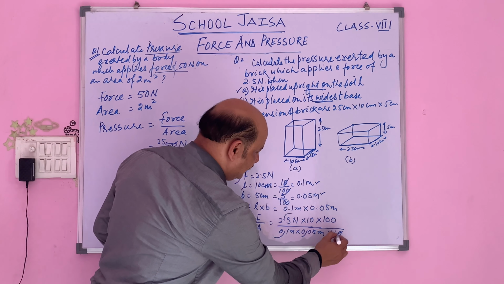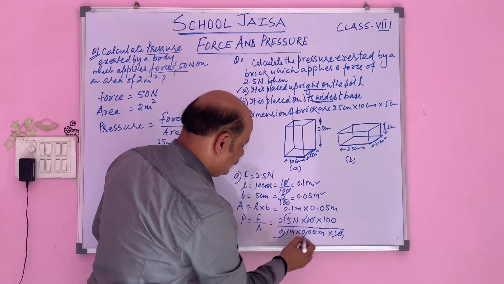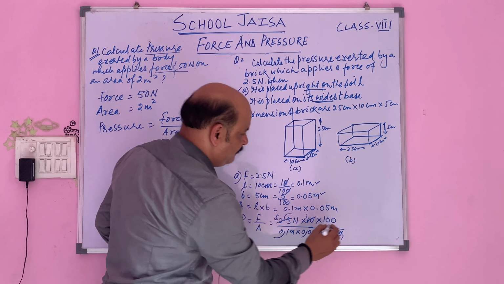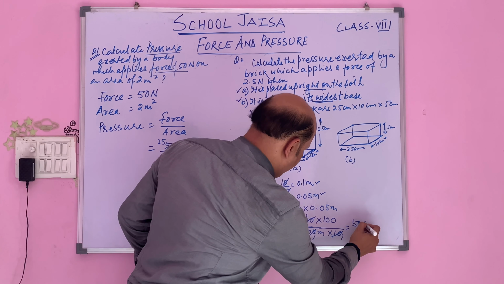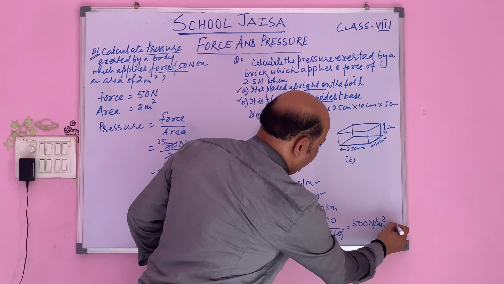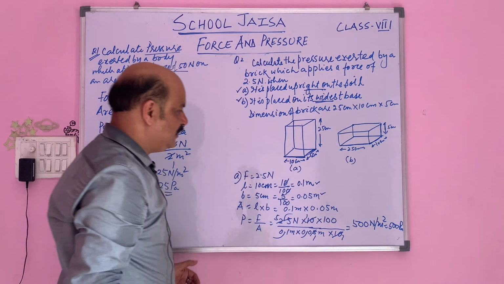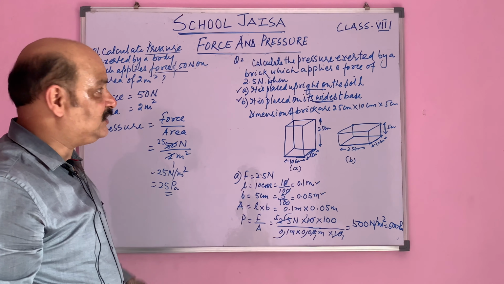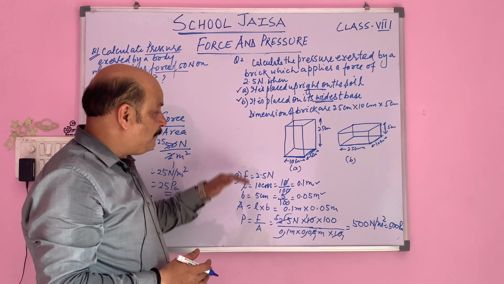Now we cancel this 10 with this 10. Now this 5 with this 5, 25. So it came to 500 Newton per meter square or 500 Pascal. So in this way we have done the first part. Shall I go to the A part again?